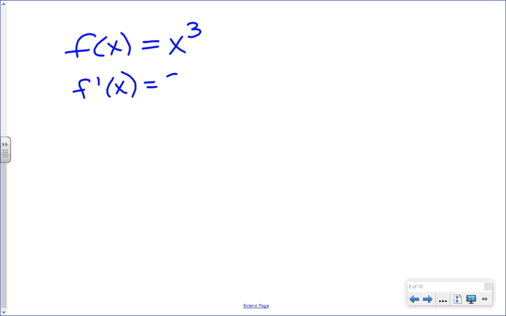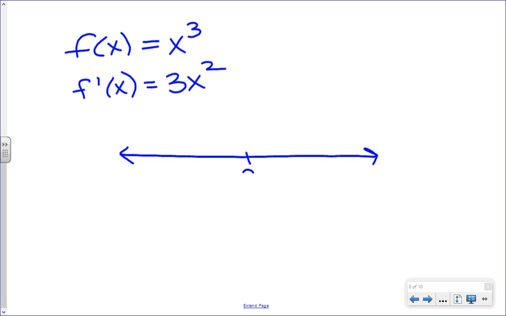Okay, now I do want to talk about the case when we would have like f of x is x cubed. We all know what that graph looks like, right? Think about that graph in your head. Okay. What's its derivative? Okay. So when is the derivative 0? At 0.